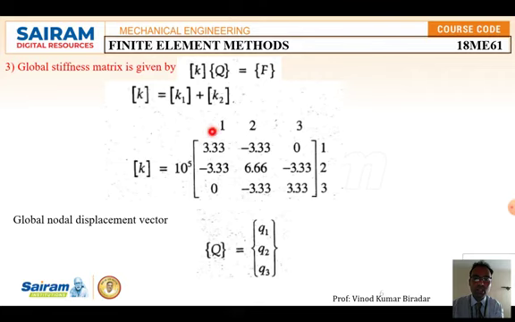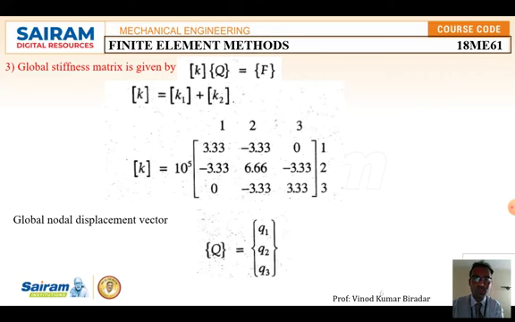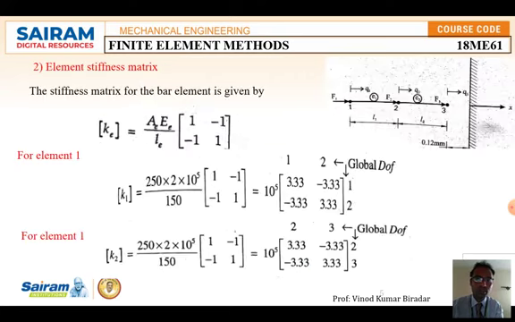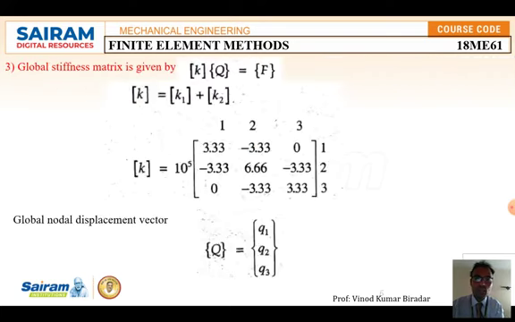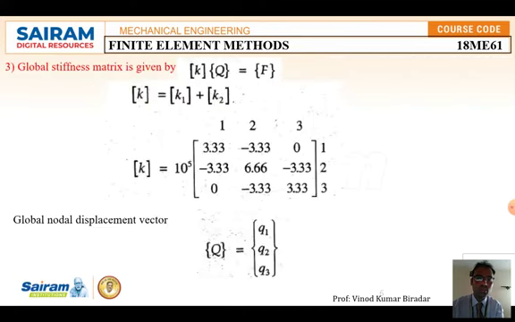Here is how we got this. The 1 into 1 entry is 3.33, because the first element belongs to nodes 1 and 2. For 1 and 1 the value is 3.33, and the second element has nothing there. Again, for 2 and 1 it is minus 3.33, and the second element has nothing there, so minus 3.33 plus 0 gives minus 3.33. I wrote 0 here for 3 and 1. For 3 and 1 neither element has a value, so 0 plus 0 is equal to 0.